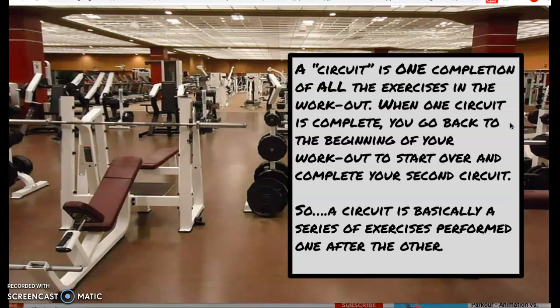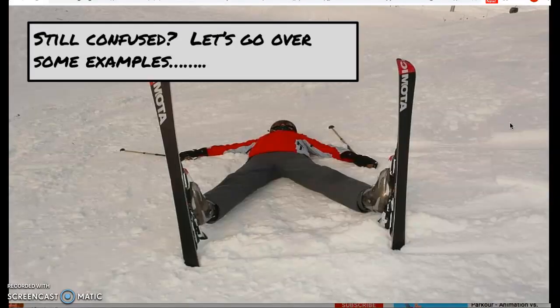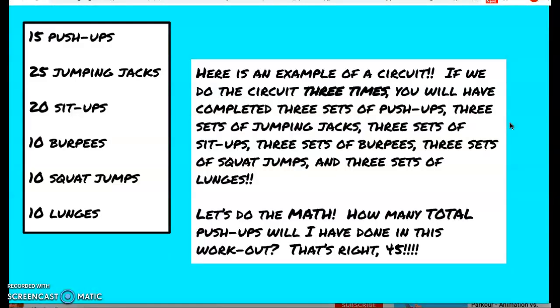When one circuit is complete, you go back to the beginning of your workout to start over and complete your second circuit. So a circuit is basically a series of exercises performed one after the other. When you complete one circuit, then you go back and start right at the beginning. And many times to complete a whole workout, it'll be 3 to 4 different circuits. All right, let's go over some examples.